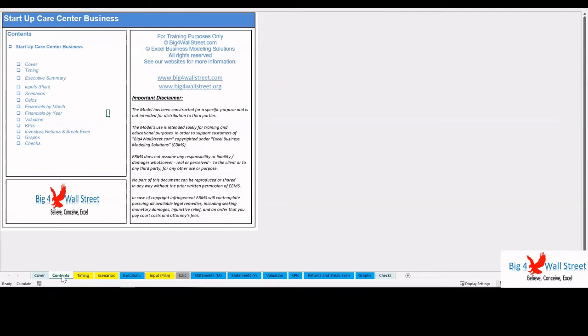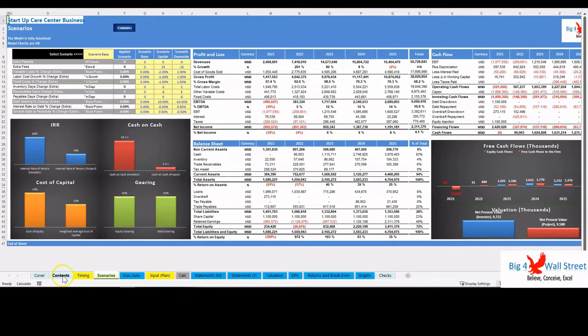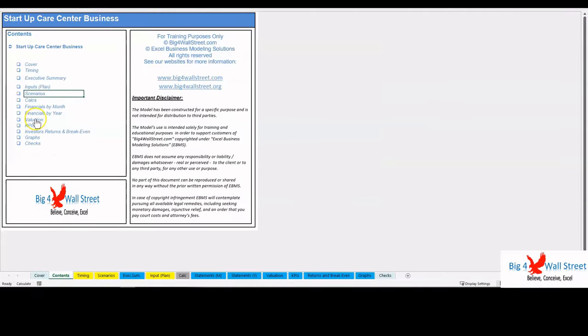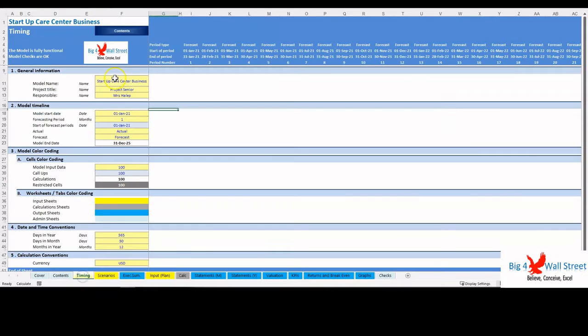In the Contents tab you can see the structure of the model and click on any of the headlines to be redirected to the relevant worksheet. On the Timing tab you can feed the general information for the model such as model name, responsible, timeline of the model and date and currency conventions. Additionally, there is a description of the color coding of the model in the same tab.